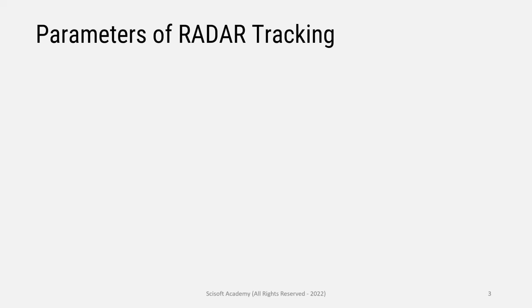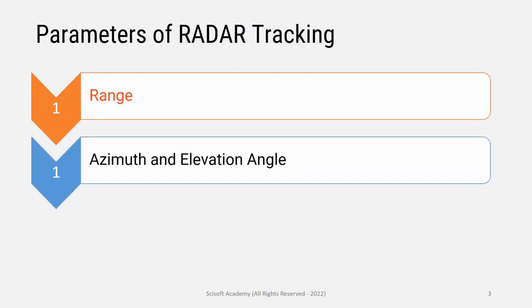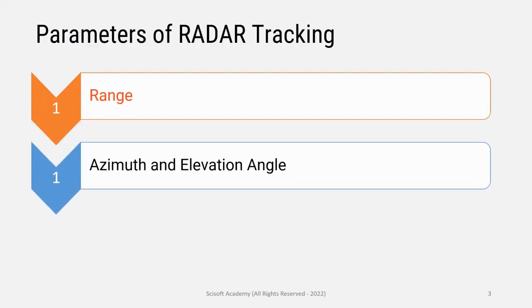So all these parameters which we are going to talk about have been discussed in the previous videos itself. So I'm just going to revise it once. So let's talk about the first one. So we already know range. This parameter actually defines the distance between the antenna and the actual target object. And we have already seen about the azimuth angle and elevation angle, and these are all our second parameters.